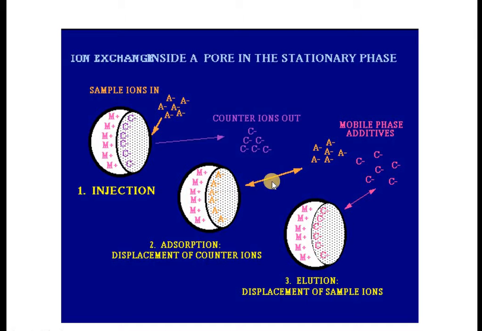Here is the next step. Here is A and here is also A minus. C is inside and C is out. This is the elution, the displacement of the sample ion. This is reversible. Here the positive is constant because negative ions are displaced by negative ions.